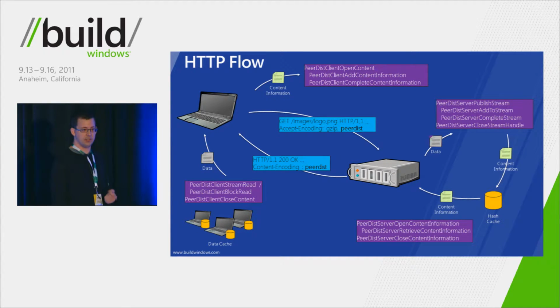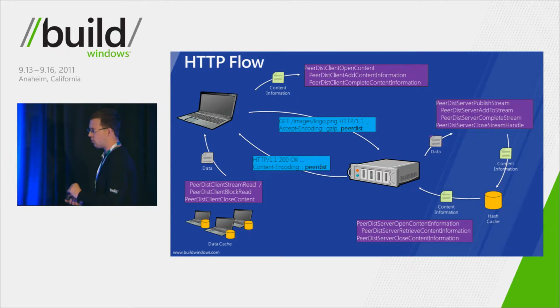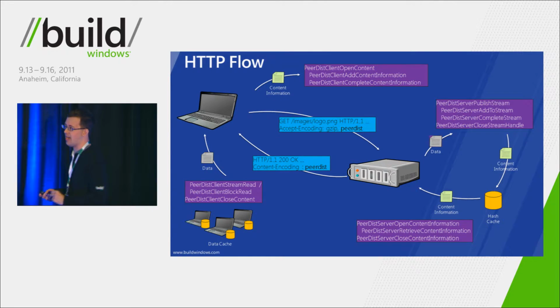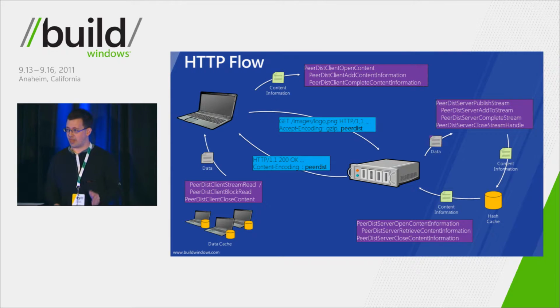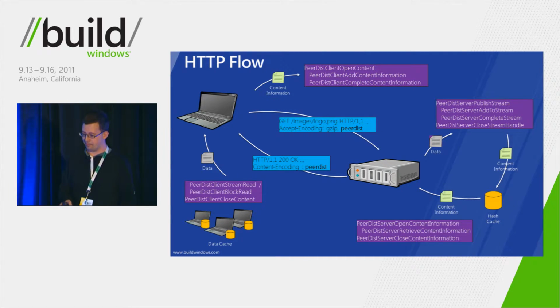We have two separate APIs to allow you to read. The first one is peer-dist client stream read. Just like reading from a file handle, you can read the entire content sequentially from there. If you just want to pull specific chunks of data out of the cache, you can pass us a byte offset and a length for the content range that you're interested in retrieving, and we'll go and pull just that specific information out of the cache for you.